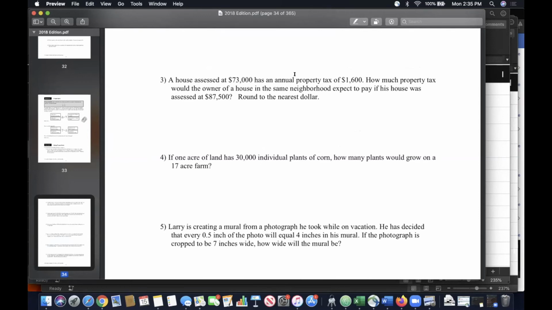So go ahead and set up a proportion. See if you can set up a proportion that's going to have those three numbers in it, the 73,000, the 1,600, and the 87.5. And then once you've set it up, multiply, divide, come up with the number, and we'll check back in here in a minute, make sure everybody feels good about that process.